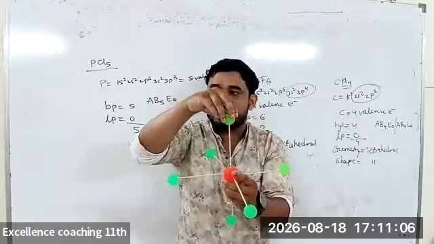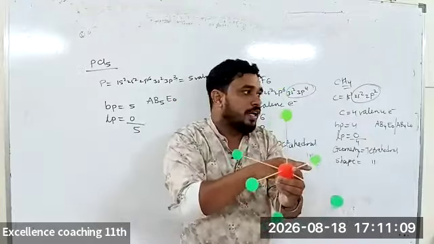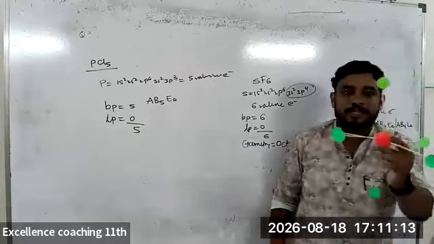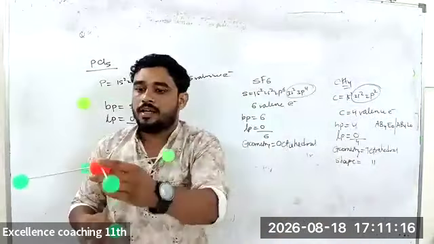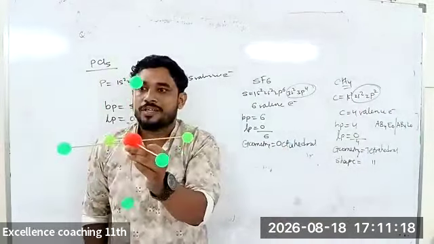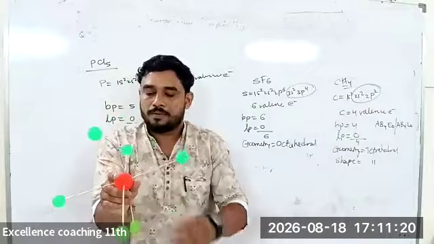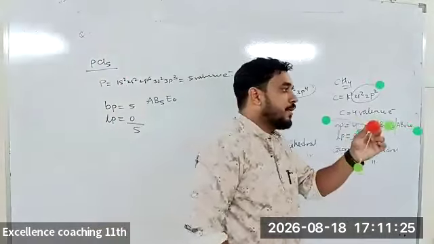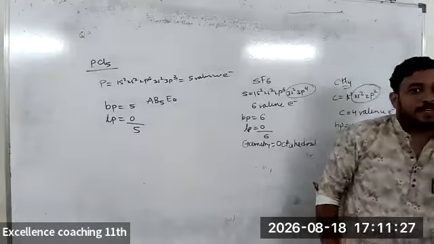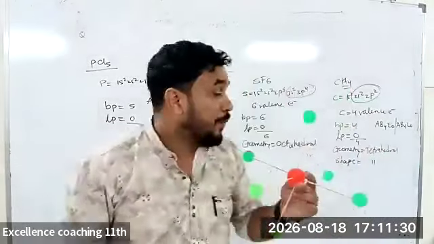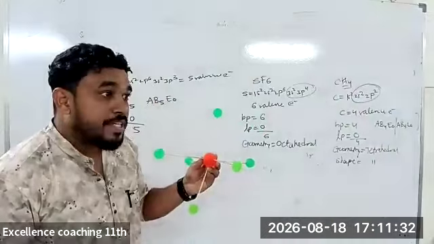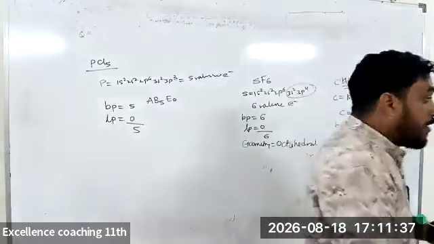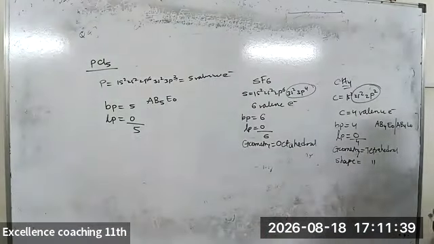So if we change them, axial becomes equatorial, but does the geometry change? No, it is again octahedral. Also, if we change it like this, is the geometry changing? What is the shape here? Octahedral. What is the type here? AB6, that's right.